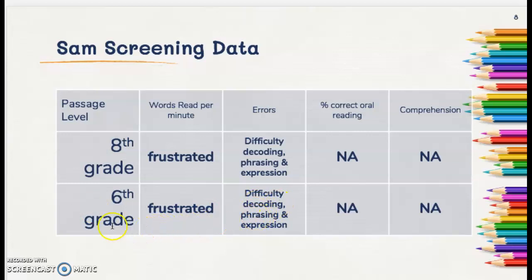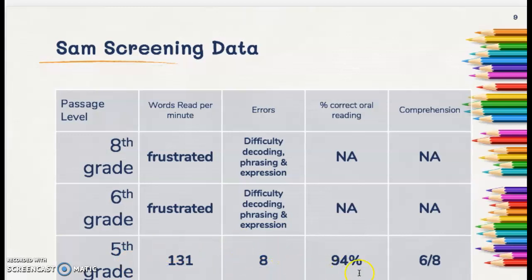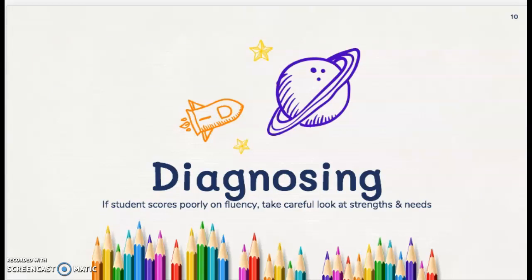So you decide, okay, let me go another grade lower. And you pick a 5th grade level text. And now you're able to get some data. He was reading 131 words per minute. He made about 8 errors. And he was able to read 94% of the text accurately. So you decide, I'm going to ask him some comprehension questions. And he was able to answer 6 out of those 8 questions correctly. So you have some data here. Now what do you do with this data? You decide you need to diagnose.